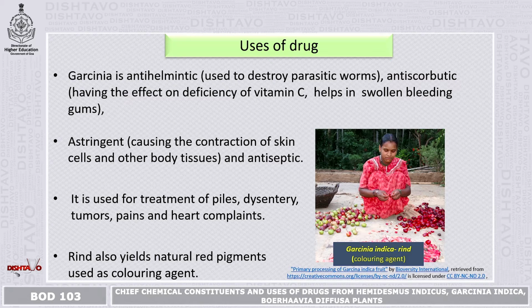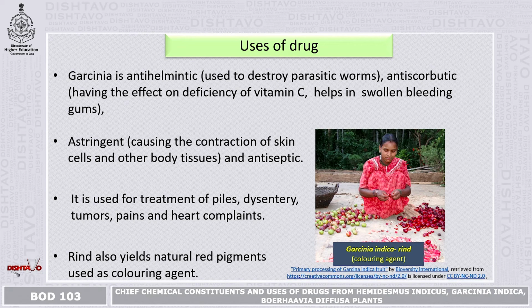The rind is used for some other purposes, as well as the seeds are processed and used for medicinal purposes. Garcinia is anthelmintic, that is, used in destroying parasitic worms. It helps with the effects of vitamin C deficiency and swollen, bleeding gums. It is also used in skin problems and other body tissue as an antiseptic.